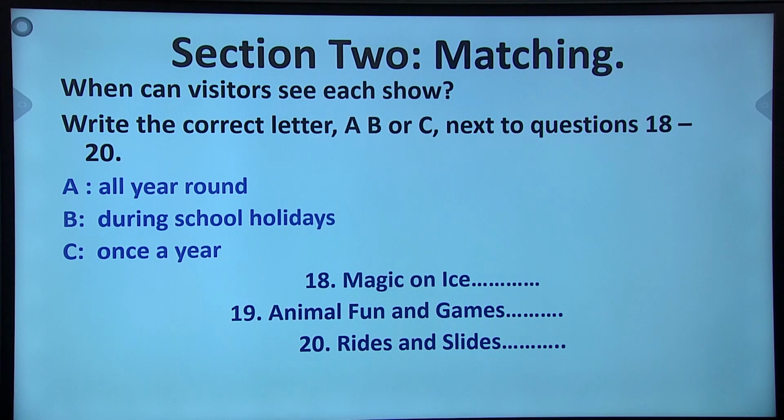So listening to the recording, you are going to identify number 18, magic on ice. Can visitors see it in A, or B, or C? Number 19, animal fun and games. When can visitors see this? A, B, or C? And the same for the rides and slides activity. When can visitors go to see this? So listen carefully and let's see if you can get these right as well. Okay. Right, the recording's starting now.